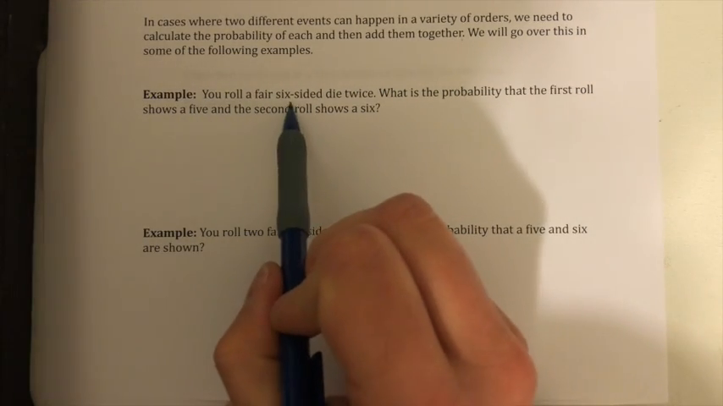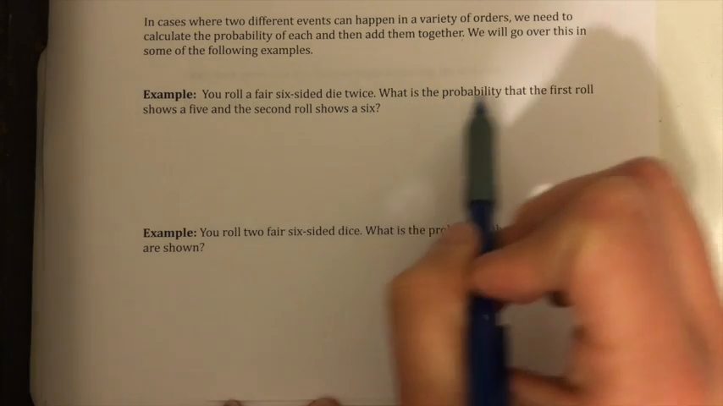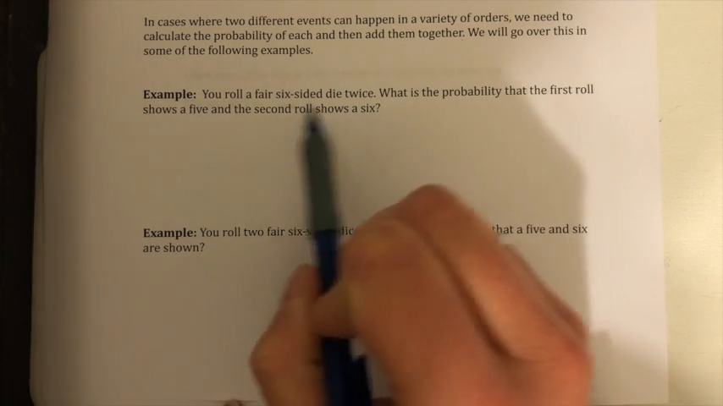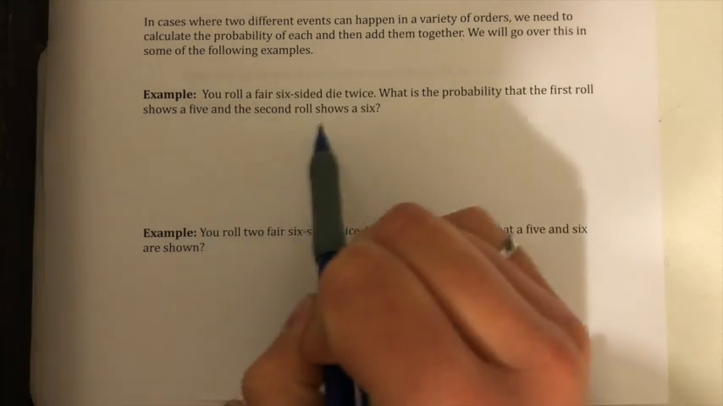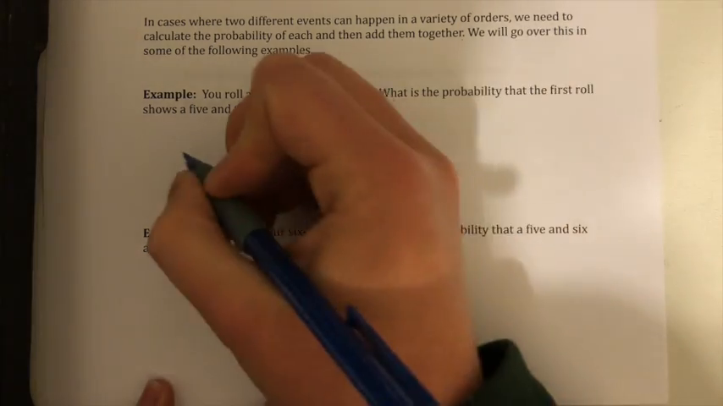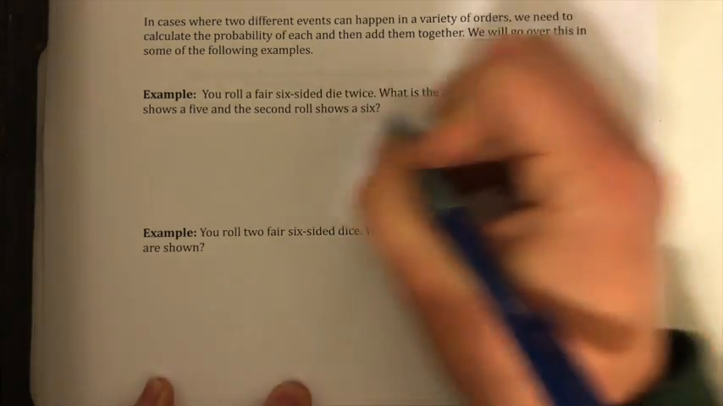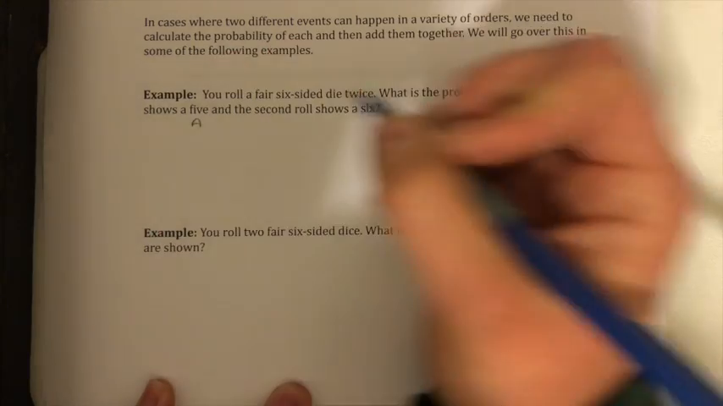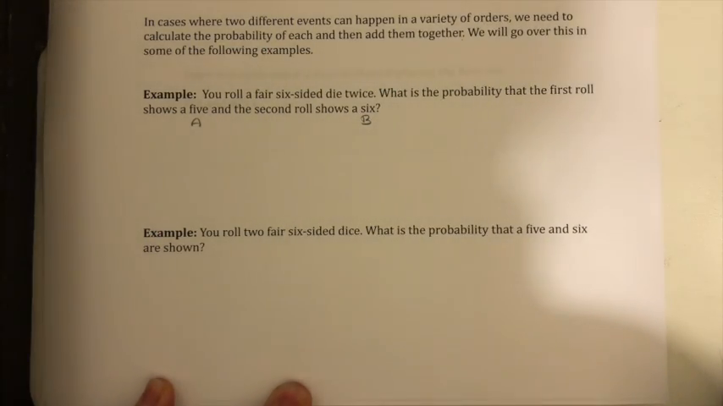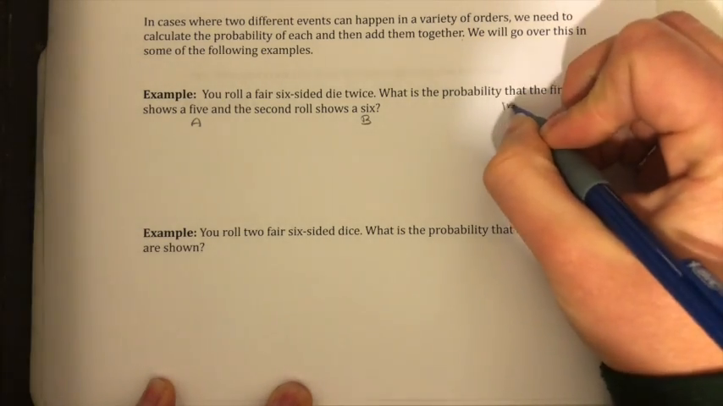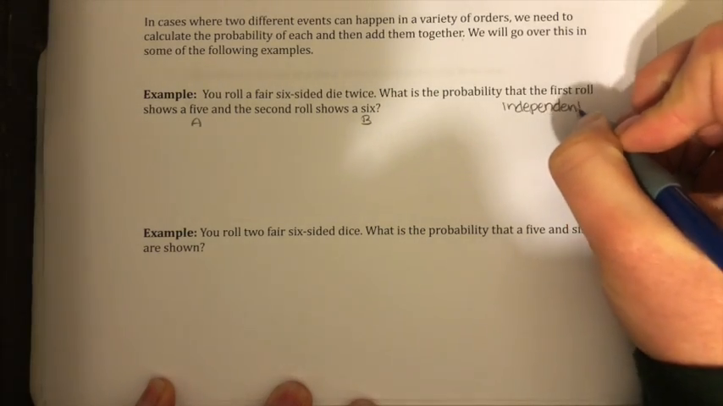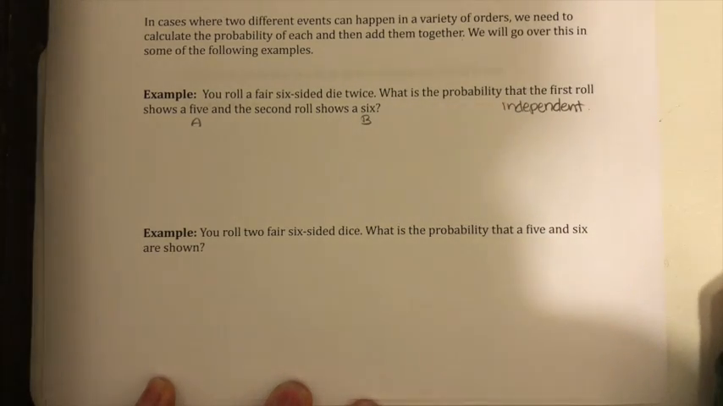So I'm going to roll a fair 6-sided die twice. What's the probability that the first roll shows a 5 and the second roll shows a 6? It's very specific that we want a 5 on the first roll and a 6 on the second roll. So if we want both of those, the probability of a 5 we're going to call event A, and the probability of a 6 on the second roll we're going to call event B. The first thing we want to do is figure out whether it's independent or dependent.